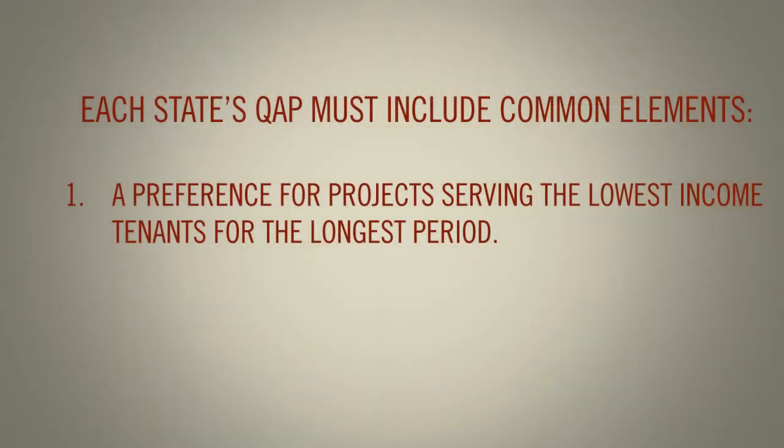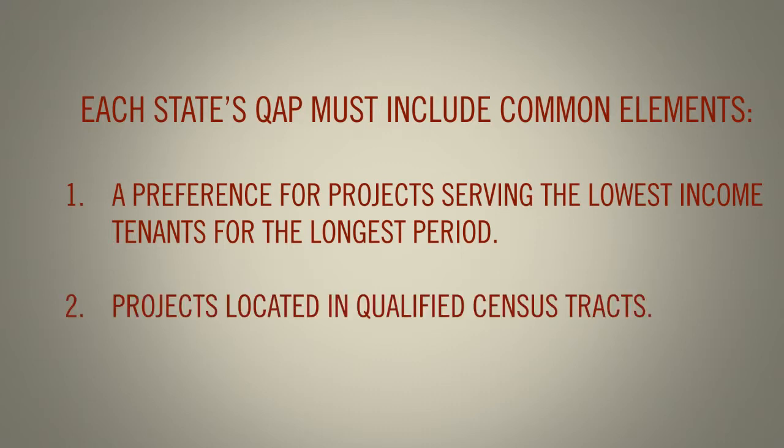First, let's talk about the rules and regulations. Each state's QAP must include several common elements: a preference for projects serving the lowest income tenants for the longest period, and projects in qualified census tracts. Each QAP must also use selection criteria that include the project location, the characteristics of the sponsor of the project and its tenants, waiting lists, energy efficiency, among other criteria.